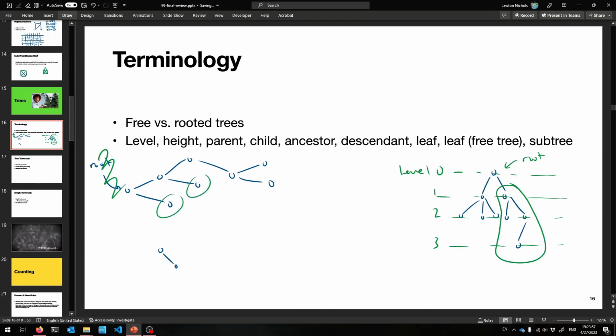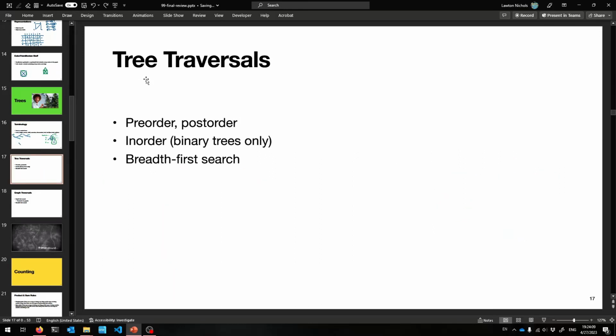Here would be a leaf, here would be a leaf, here would be a leaf, here would be a leaf. It's just anything that has one edge coming out of it, any node. And yeah, that was subtree. I think that's all the terminology stuff. We talked a lot about traversals of trees, pre-order, post-order, all that fun stuff. Remember what the terms all meant.